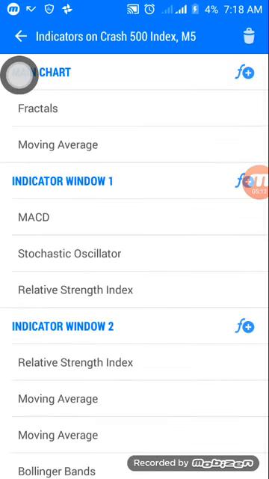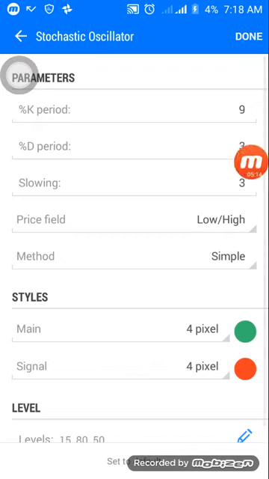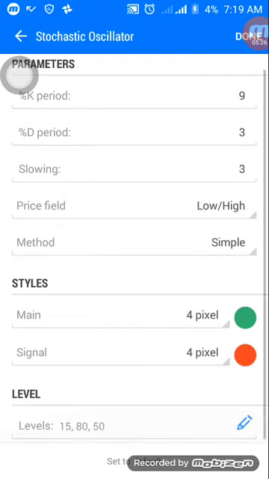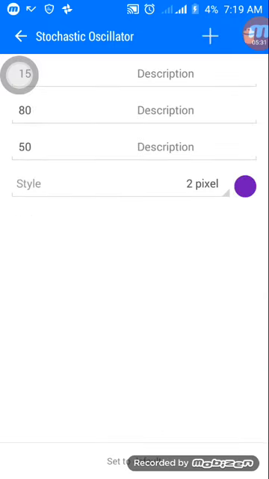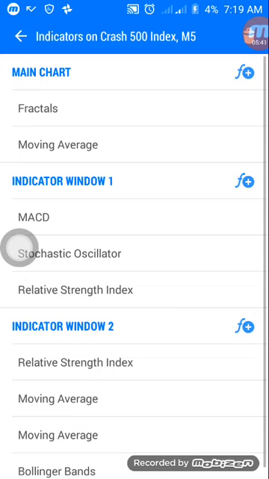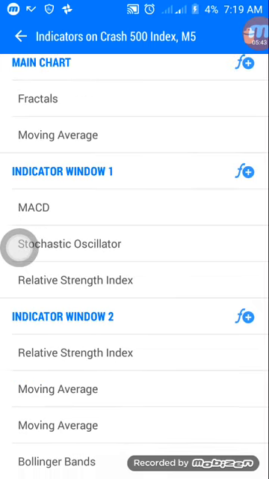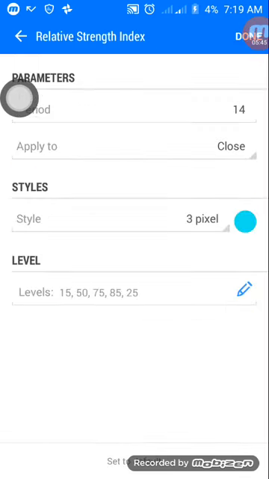This one is the stochastic oscillator. The settings here: period 9, D period is 9, slow is 3, price field is low and high. Method is simple. Then styles, choose the colors I choose here. The levels are 15, 80, and 50. Alright, these are the settings for the stochastic oscillator. You press on done.